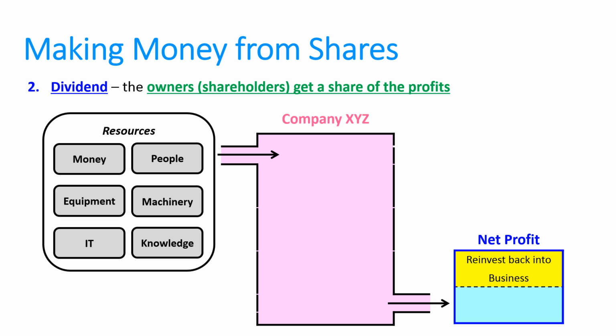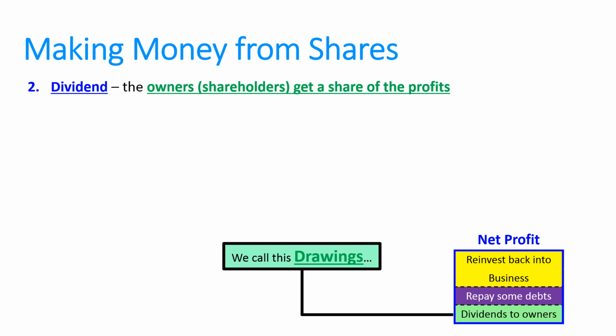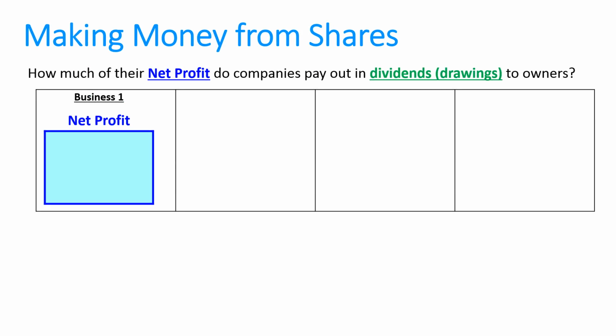So the company might decide to reinvest half of that money back into the business, maybe buy some new equipment, buy another business. They also might decide to repay some debts, and they might decide to give a little bit as a dividend to the owner. So like I said, in Year 12 accounting, that's what we would call drawings. So how much of their net profit do companies pay out as dividends or drawings to the owners? Well, it all depends. Every business is different.